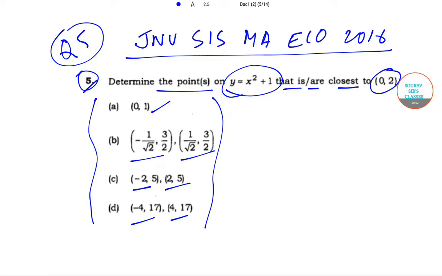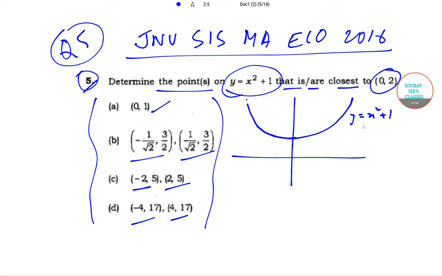So what we've been given is, if we try to draw the curve, then y equal to x square plus 1 is given by this, and this is the point (0, 1), and (0, 2) lies over here. So we need to find out the point on this very curve which is closest to this point.